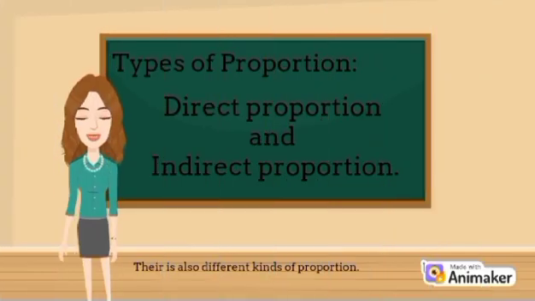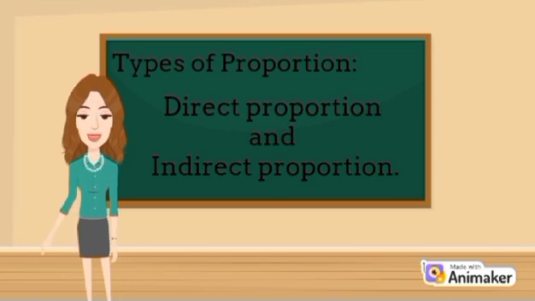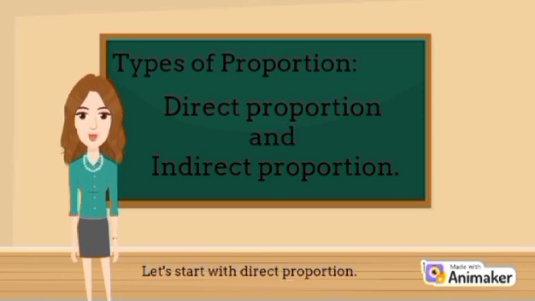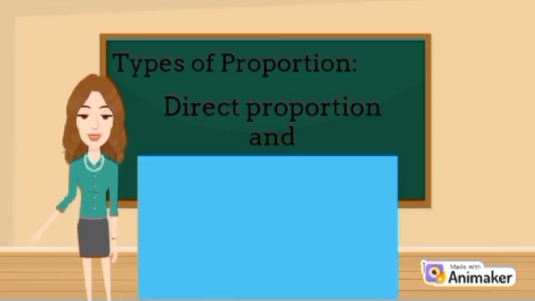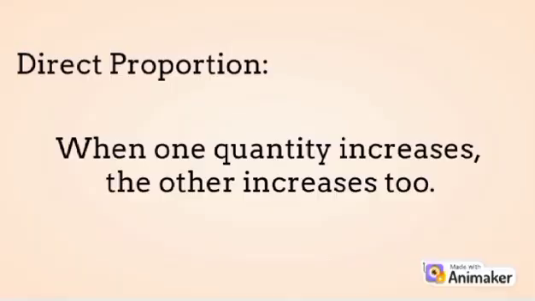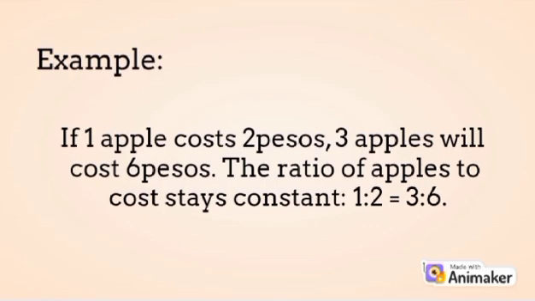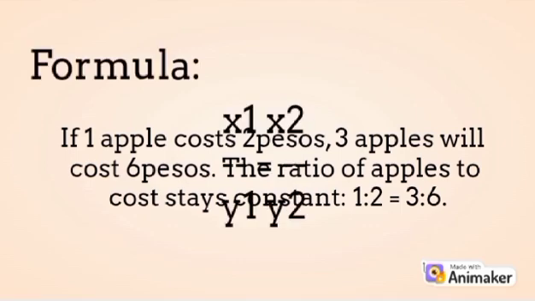There are also different kinds of proportion. We have direct proportion and inverse proportion. Let's start with direct proportion. Direct proportion is when one quantity increases, the other increases too. For example, if one apple costs 2 pesos, 3 apples will cost 6 pesos. The ratio of apples to cost stays constant. 1 is to 2 equals 3 is to 6.